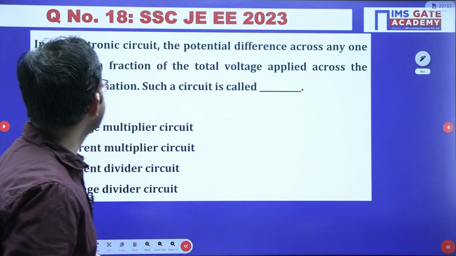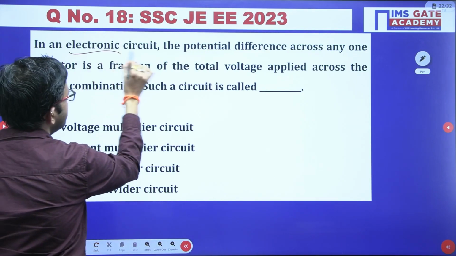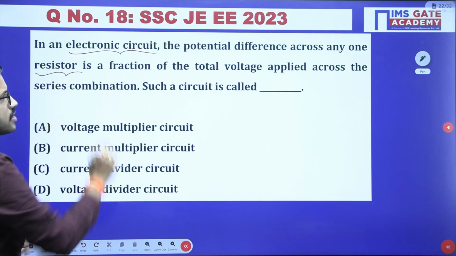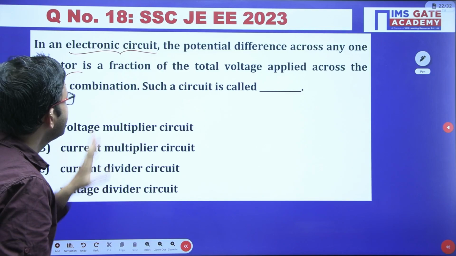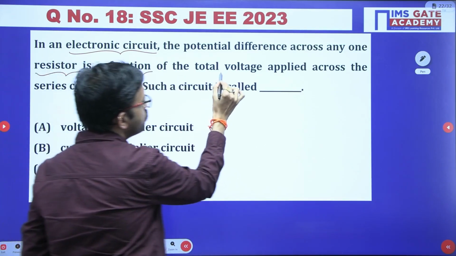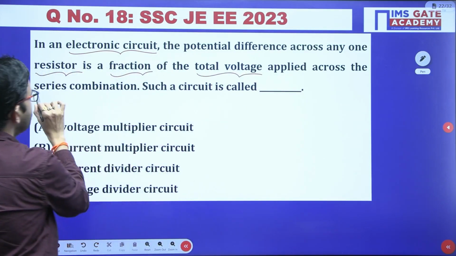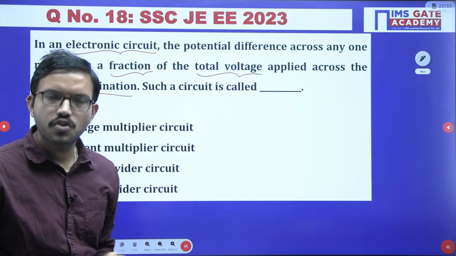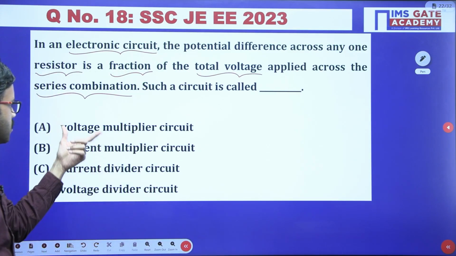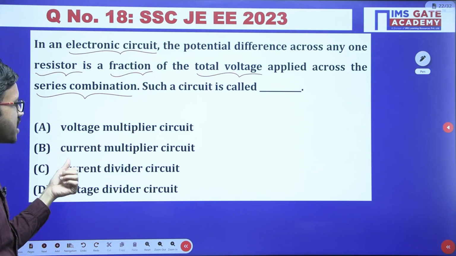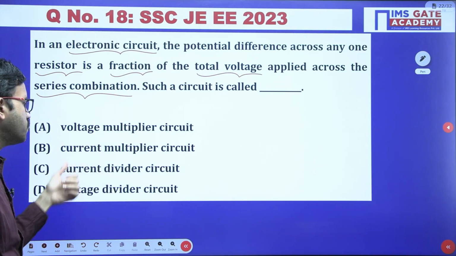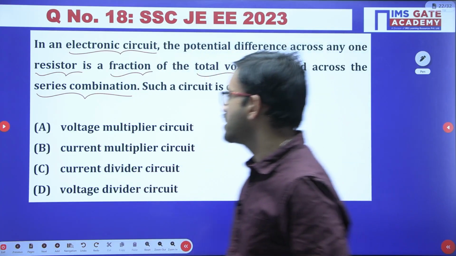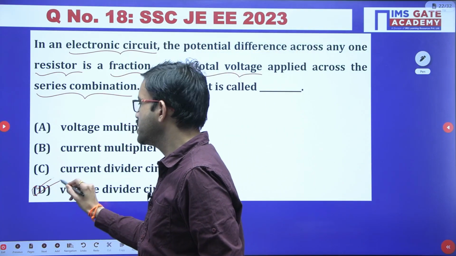So just observe here, you are having one electronic circuit. In that circuit, the potential difference across one particular resistor, or the voltage across one resistor, is a fraction of the total voltage applied across the series combination. Such a circuit is called. Now you are having options like this: voltage multiplier circuit, current multiplier circuit, current divider circuit, voltage divider circuit. Which option you are choosing? Yes, option D is the correct one.